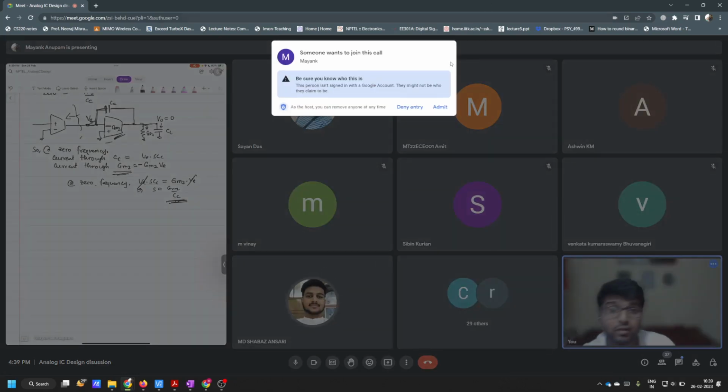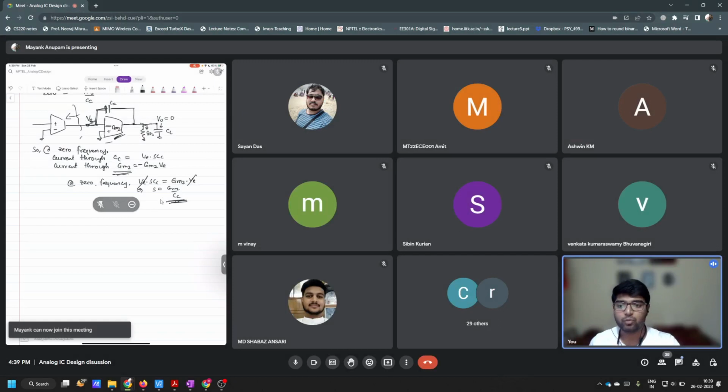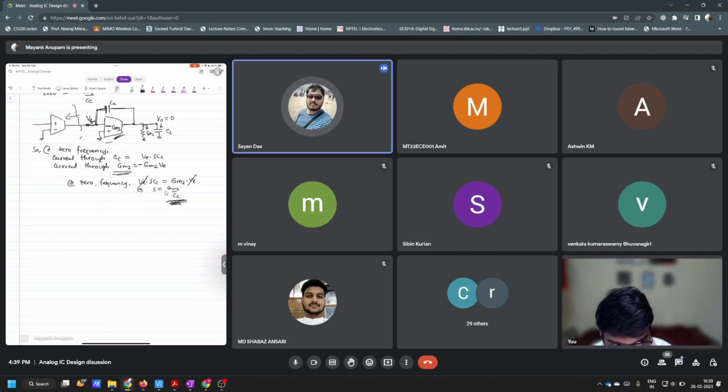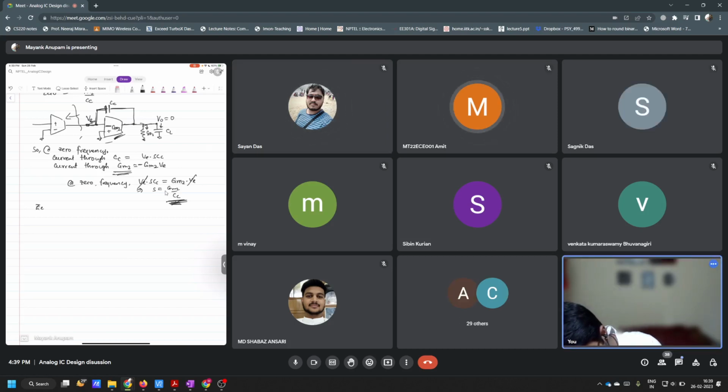Why is this zero bothering us? I mean, why do we want to cancel this zero? Why is this zero dangerous? Why is it not desirable? What is the problem if you have this zero in the circuit? It is situated in the right half plane. Correct. So this zero here is an RHP zero, right?